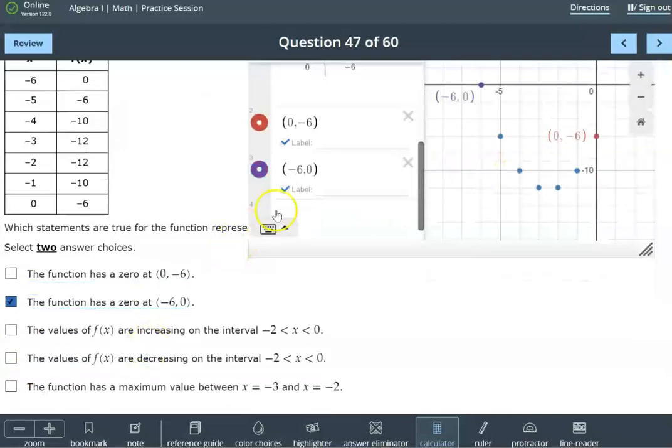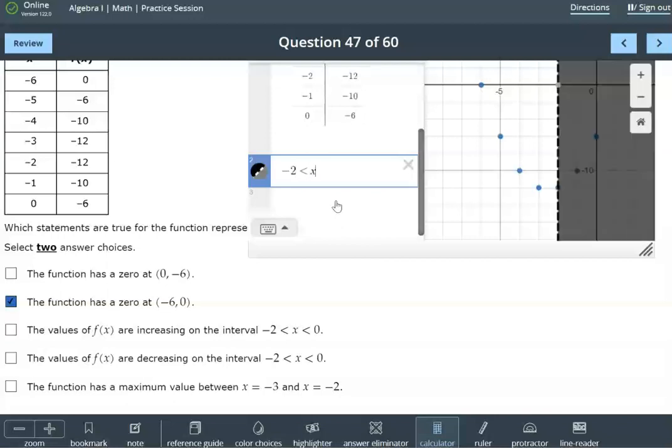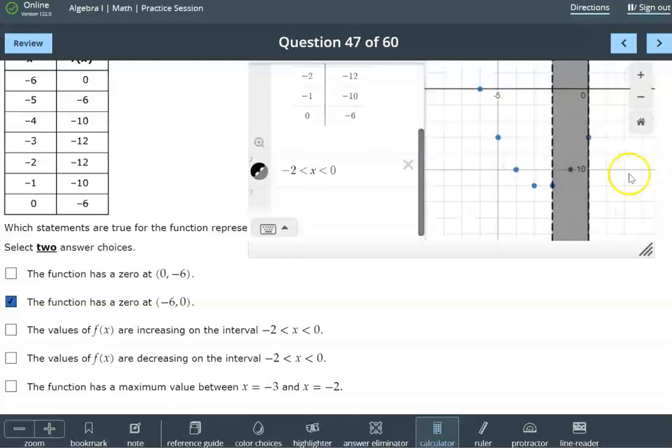All right, the next thing it says, and I'm going to take these off, is the value of f of x is increasing on this interval. So what I want you to do is type that exactly as it appears: -2 < x < 0. And when you do that, you'll notice that it's shading in the graph. So the question is, are the points inside this region increasing? Are they going up from left to right? And the answer is yes.